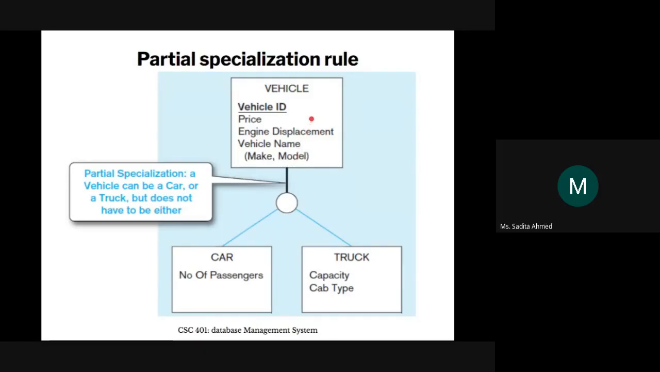So yeah, so Wakil, what you're saying is that because this is not following the total specialization rule, or in other words, because it's following the partial specialization rule, it should follow the disjoint rule or the overlap rule? Which one were you saying? Disjoint.